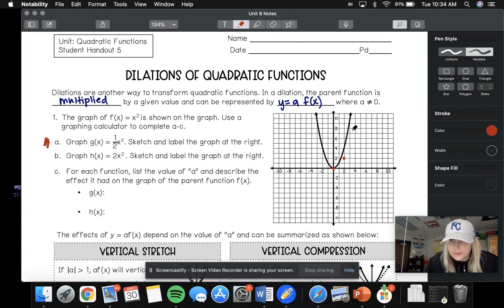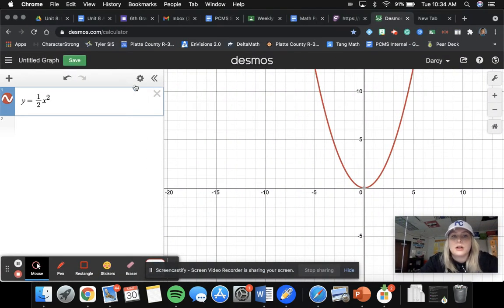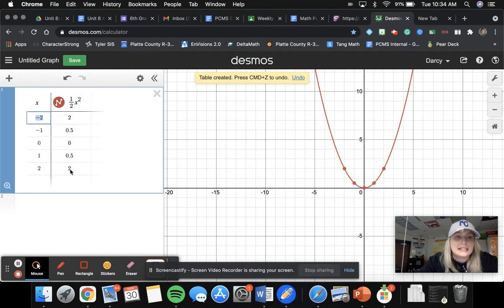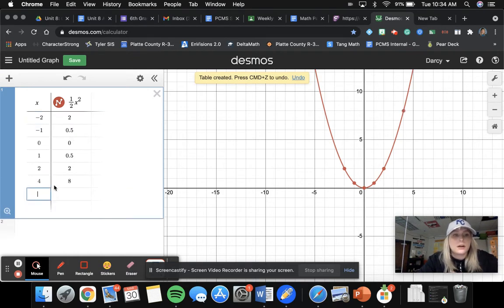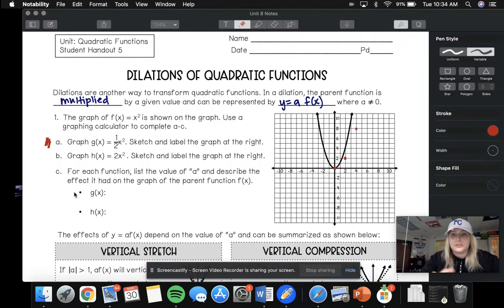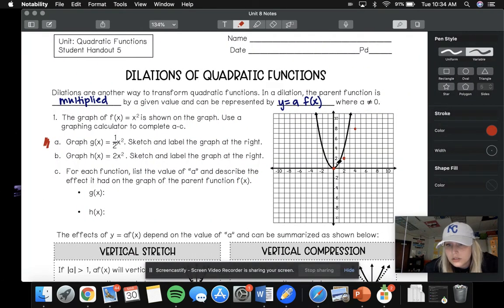4, 8. Okay. Again, to get to your table, you could hit the little settings button and go to that. So if I want to know what 4 is, I could go down here and type in 4 and see that it is 8. I also see that 1 is half. And then I'm going to make it symmetrical right here. And then 4, 8. I'm going to graph it, and I'm going to label it with a G.